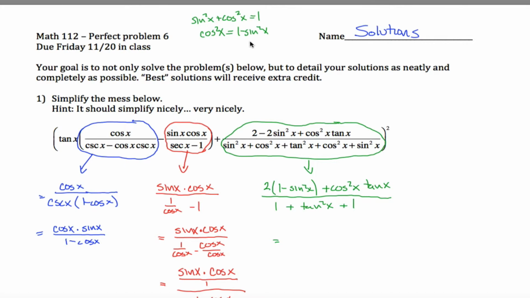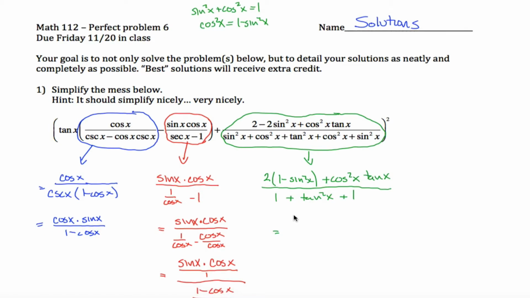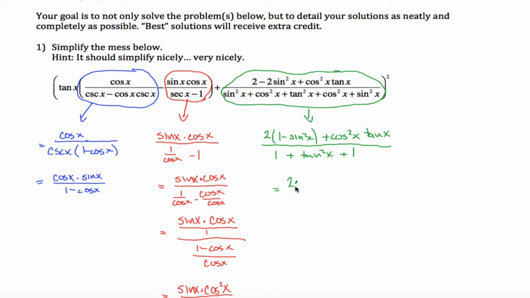What you've just shown is that 1 minus sine squared x is equal to cosine squared x. So right here where I've written 1 minus sine squared x, I'm going to write cosine squared x. So I have 2 of those cosine squared x's plus cosine squared x times tangent of x. And then down in the denominator, I have this one plus this one, so I guess I have 2 plus tangent squared x.